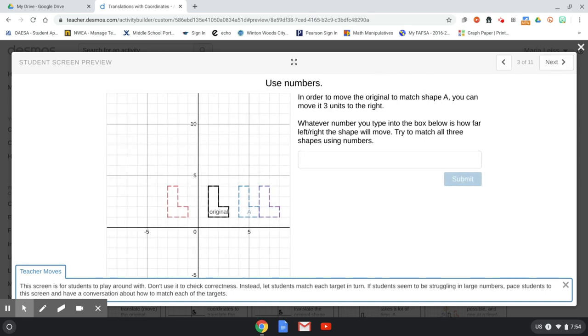Question 3 actually wants you to play around with the rule. If you don't know the rule, it's okay. Whatever number you type into the box is how far the shape is going to move left or right. For example, if I type a 5 in here and I hit submit, I get to watch the shape move. And you can tell that it would have to move 5 units to the right. So try to see if you can figure out the number that each of those belongs to.